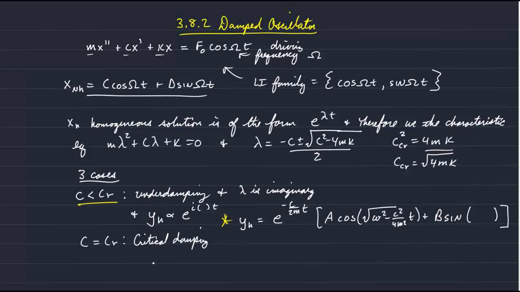And the solution for the homogeneous part is y is equal to, again, we see this exponential decay term, but we don't get oscillation, we just get a linear function with critical damping. And then the last case was when c is greater than the critical damping value, and this is what we called overdamping.